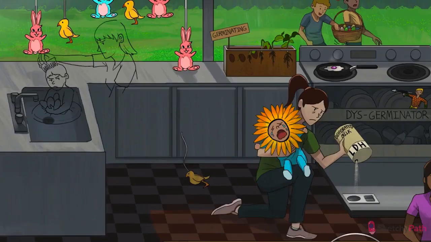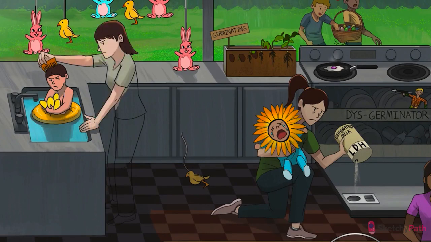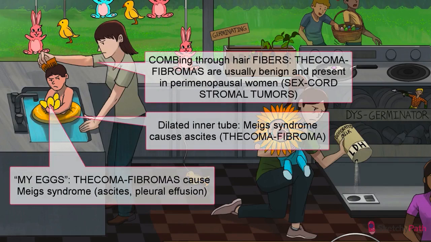Let's start with the thecoma fibroma. While the two can be separate tumors, thecomas, consisting of theca cells, you know, those cells that surround the outside of the follicle, and fibromas consisting of stromal fibrocytes, are lumped into one category because these tumors tend to contain a mix of both cell types. In this scene, they're represented by a comb struggling to get through some thick fibers of hair. That's theca fibroma. Thecomas and fibromas are benign tumors and typically present in perimenopausal women.